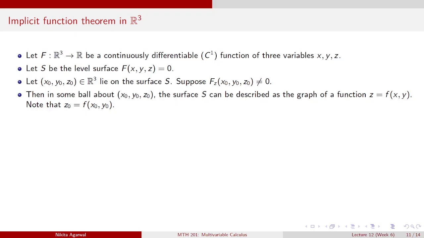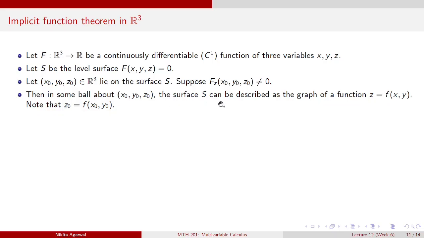What are the remaining variables here? x and y. So you can write the surface as the graph of a function z equals f(x, y), in some ball about this point where the partial derivative is non-zero. And note that z naught is equal to f of x naught, y naught.